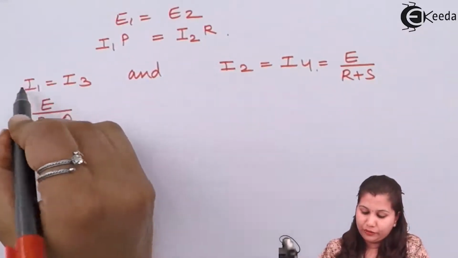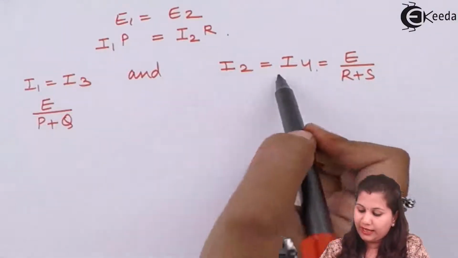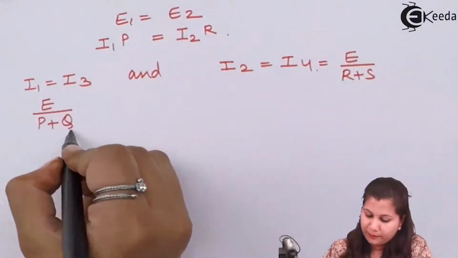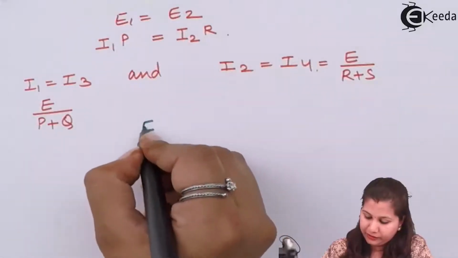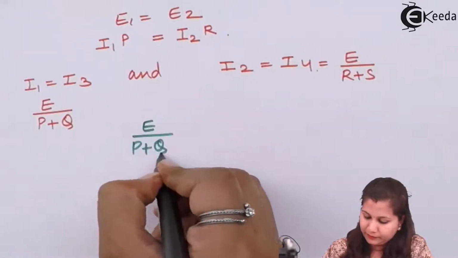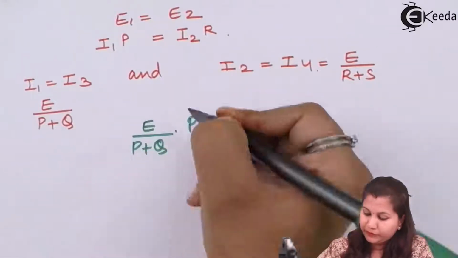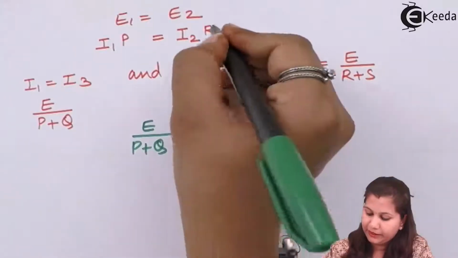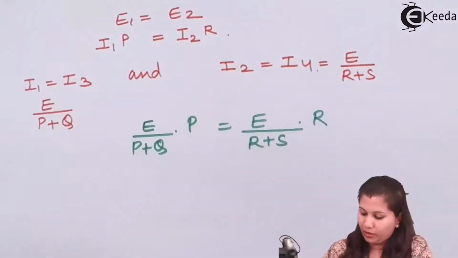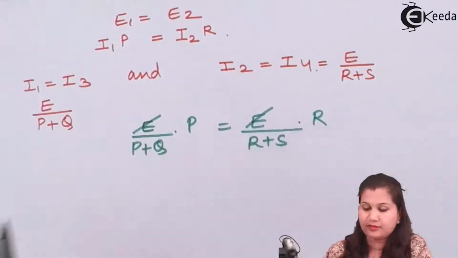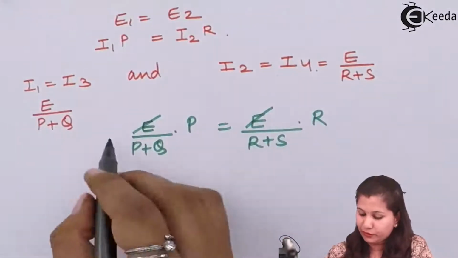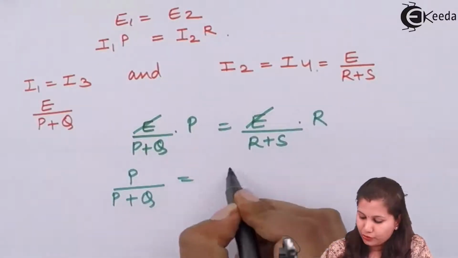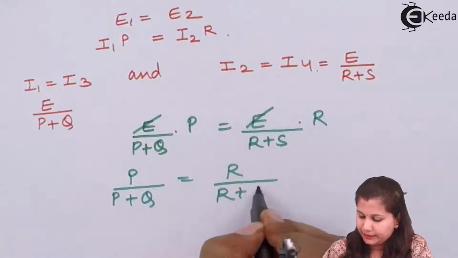Now, putting the value of I1 in this equation and I2 in this equation, what will we get? I1 is E upon P plus Q multiplied with P. Putting the value of I2, it is E upon R plus S multiplied with R. Now E and E are the same, present on both sides, so they will be cancelled. So we will get P upon P plus Q equals R upon R plus S.